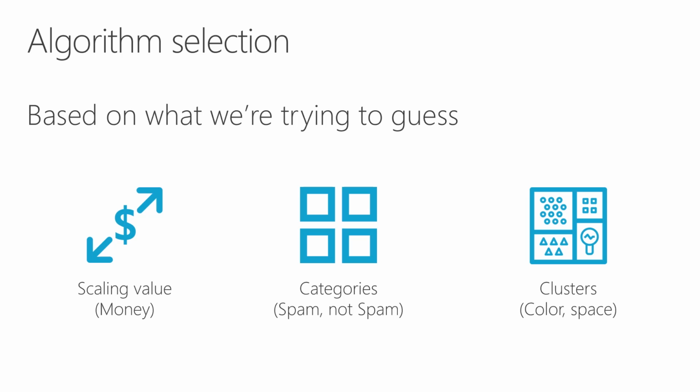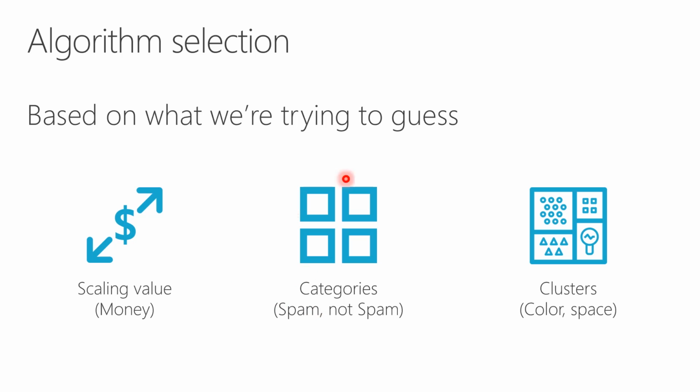But let's say we're trying to look at scaling values, like, for instance, money or time, really anything that goes up in a linear fashion. So counts of any sort could be a scaling value type, could use any of our scaling type of algorithms. And this is actually what we're going to dive deep into today. So I'll talk a lot more about that as we go on.